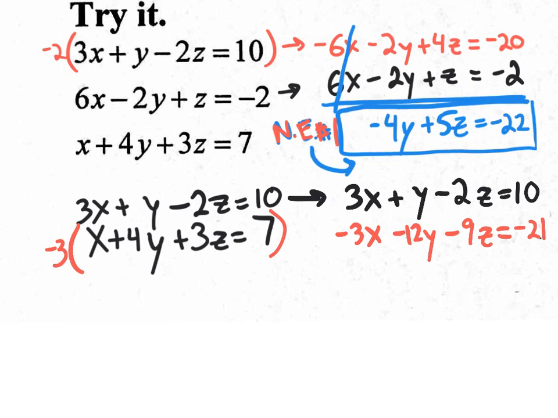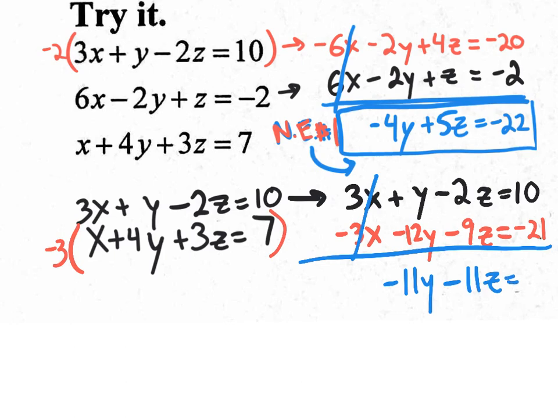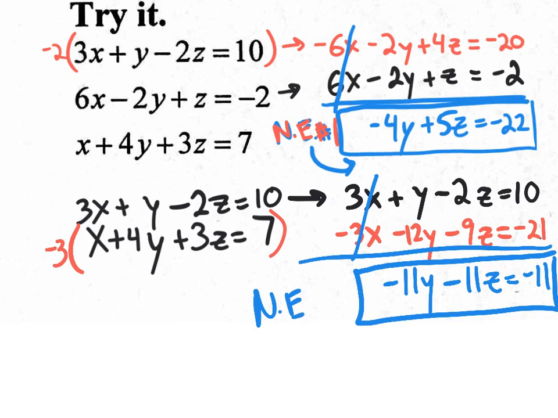So why did I modify the bottom one? So I can eliminate the x's. That was the whole purpose of it, to eliminate the x's. Let's combine the lines. The x's eliminate. I end up with a new equation that reads negative 11y minus 11z equals negative 11. And that is new equation number 2. That is step 2, ladies and gentlemen.